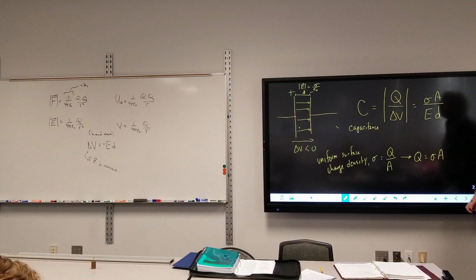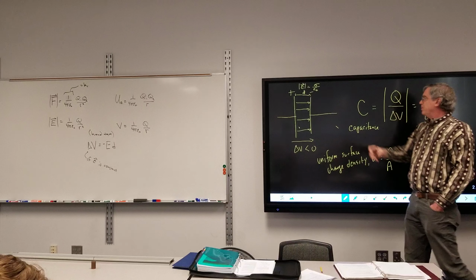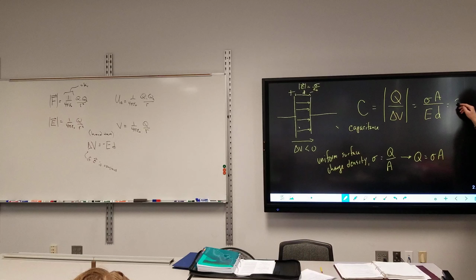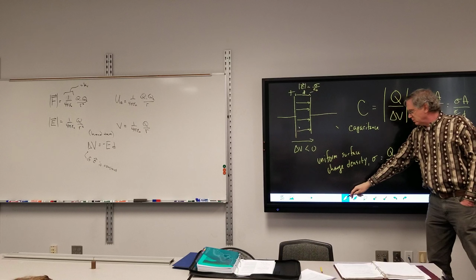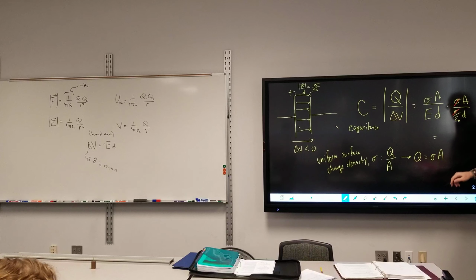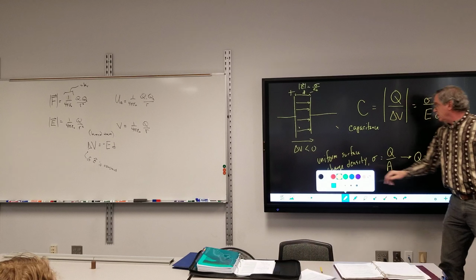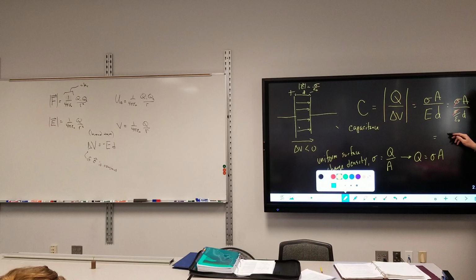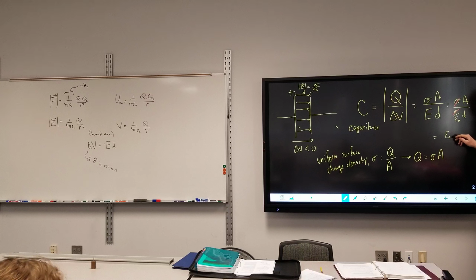And my electric field between the two plates is sigma over epsilon naught. So I get sigma A over sigma over epsilon naught D. And the sigmas cancel out, and we end up with capacitance being epsilon naught A over D.